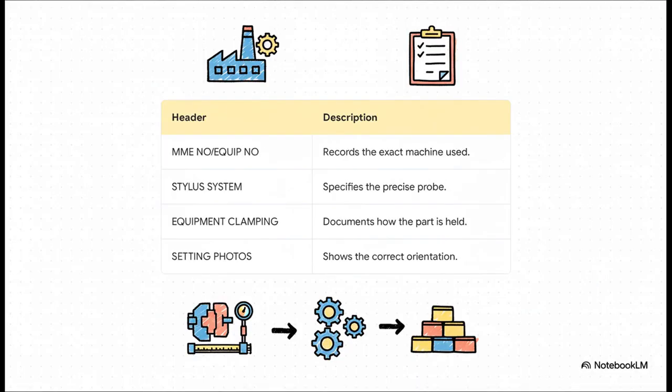And here's just a little peek at how it worked. This sheet locks in every single variable you can think of. It tells you the exact machine to use, the specific probe to attach, which clamps to use to hold the part. It even has photos showing the one correct way to orient it. It just completely removes all the guesswork and all that variation.